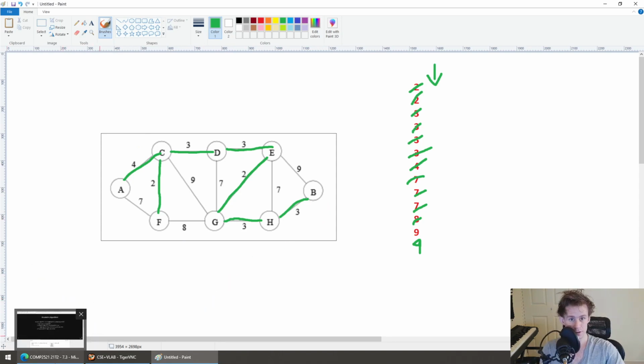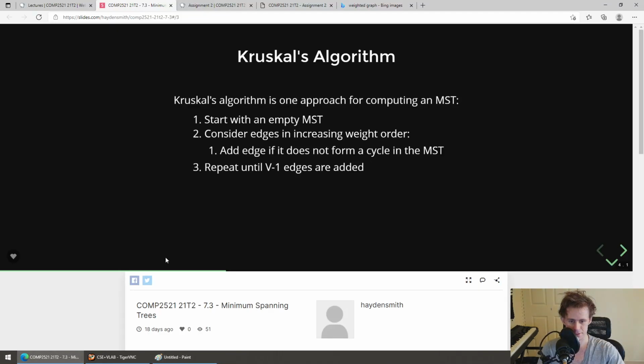Very straightforward algorithm, isn't it? Pretty cool. Thank you, Kruskal. Someone said that earlier. Who said that one? Autumnal says, thanks, Kruskal. That's how I feel as well.